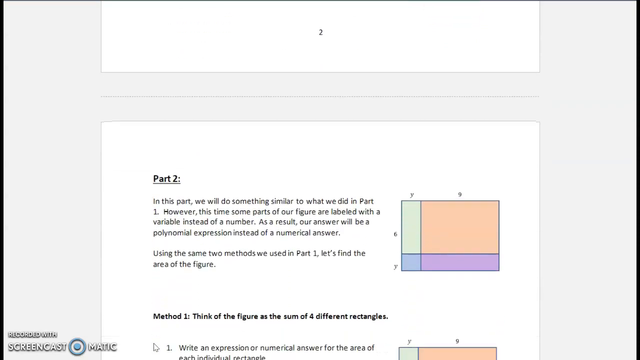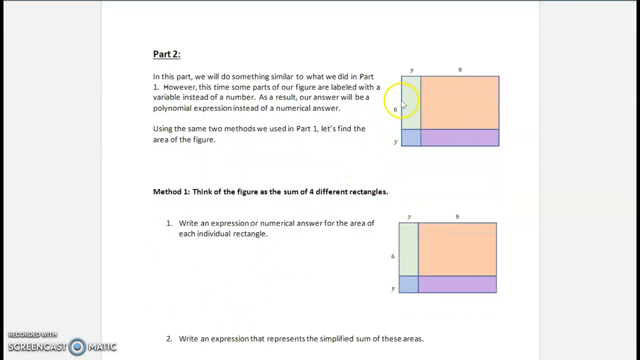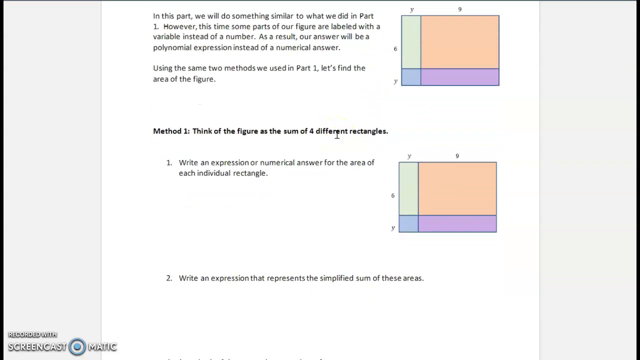We're going to use the same idea for this rectangle. This one's a little bit different because now we're dealing with variables. We've got a y and a 9 and a 6 and a y. Basically, this is a distance we don't know. First we need to write an expression or numerical answer for the area of each individual rectangle. For example, this is method 1, and for this first rectangle right here, we can see we've got 6 times y. So that will be the first one.